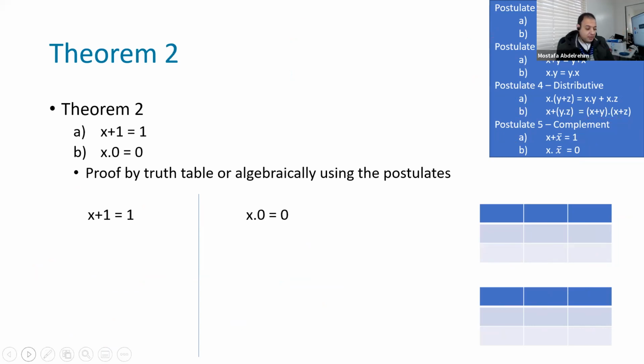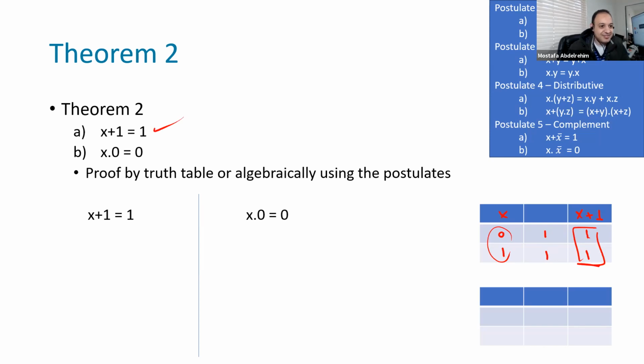x or 1 equal to 1, and x dot 0 is equal to 0. Also, these are taken for granted, but we're going to prove them now. Let's start with the truth table. Let's change the color again to red. So here is x, 0 and 1, and here is the 1, which is always a constant, not a variable. So x or 1: 0 or 1 is 1, 1 or 1 is 1. So whatever x is, the output is constant, equal to 1.